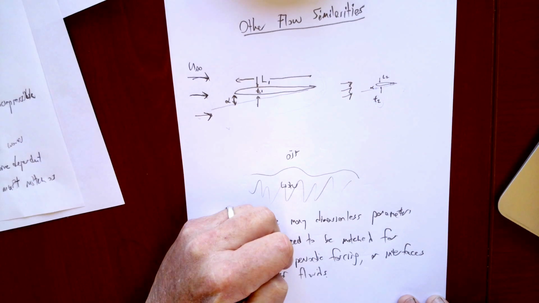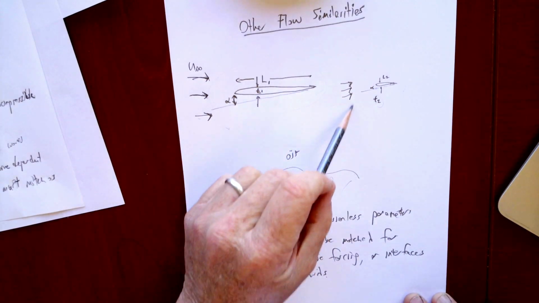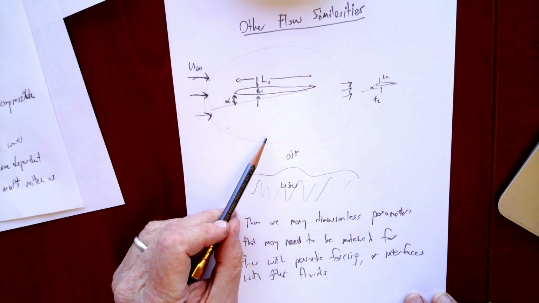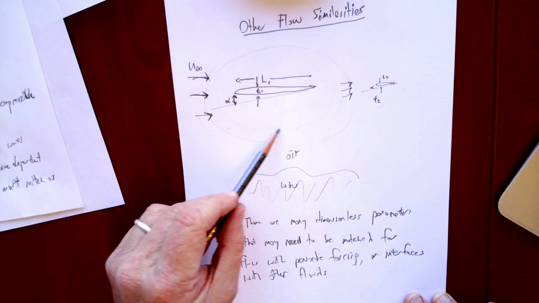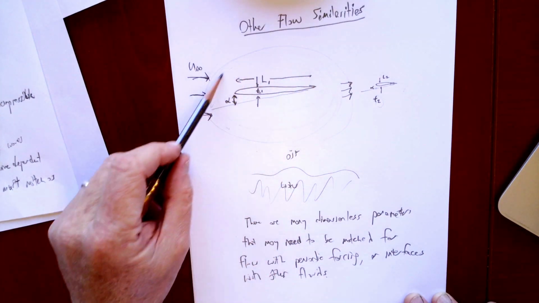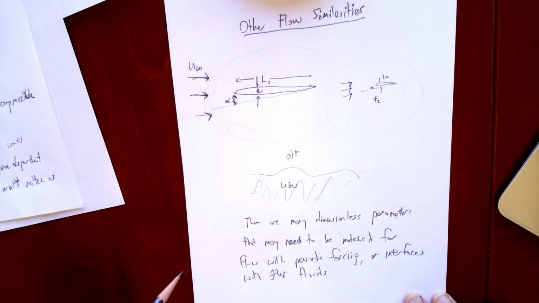But for this class, we're going to focus on that incompressible single fluid flow, in which case you need geometric similarity, and the dynamic similarity is accomplished by matching the Reynolds numbers.